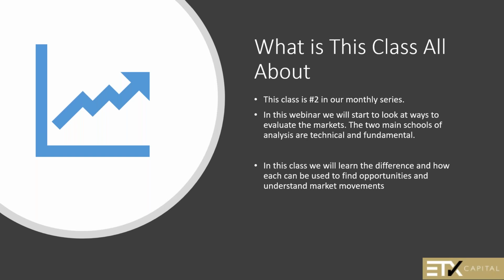So this is class number 2. And tonight we're going to start taking looks at the ways to evaluate the markets. The two main schools of analysis are technical and fundamental. In this class, we're going to learn the difference, and then we're going to spend some time on fundamental analysis. And then in next week's class, we'll talk about technical analysis, technical indicators, and charting.